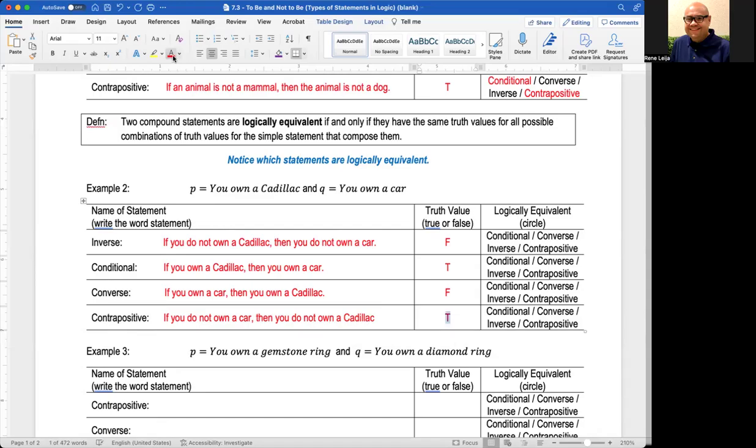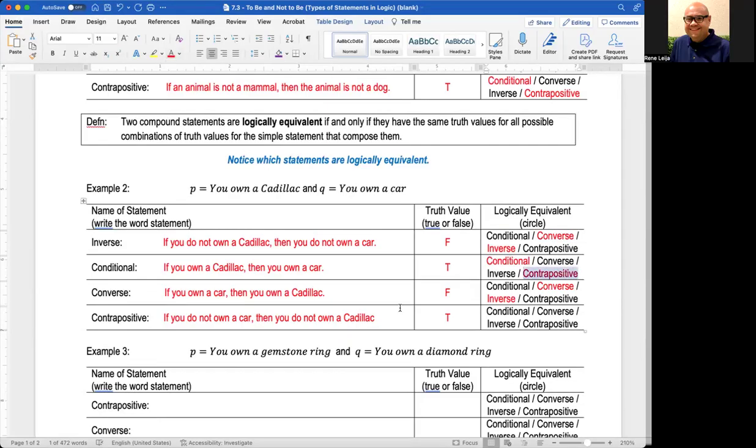Okay. And then once again, go through and connect the ones that are true, or that are logically equivalent, excuse me. So the inverse and the converse are logically equivalent. And then I'm going to do that here. Okay. And then that leaves the conditional and the contrapositive to be logically equivalent.